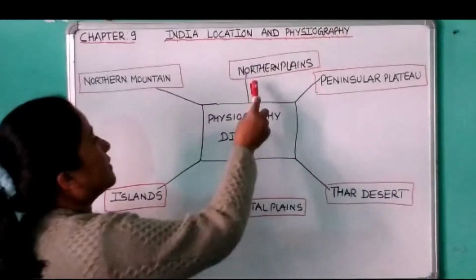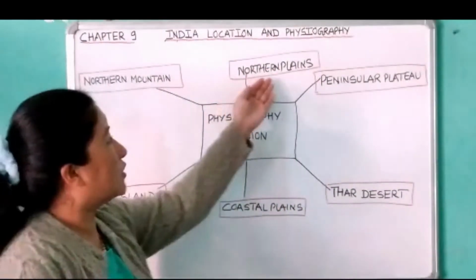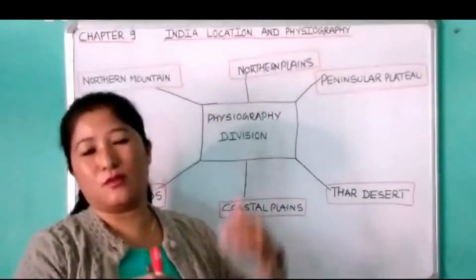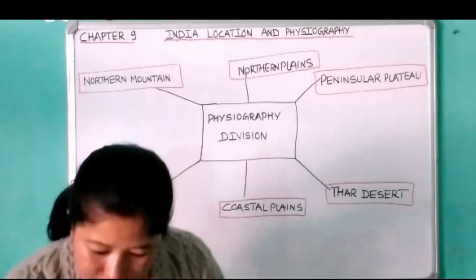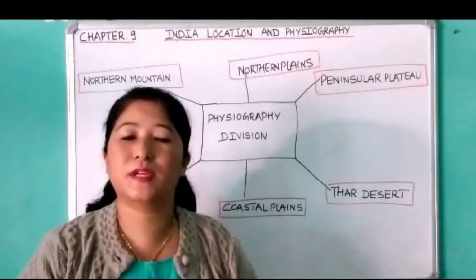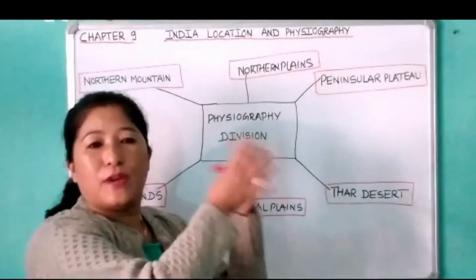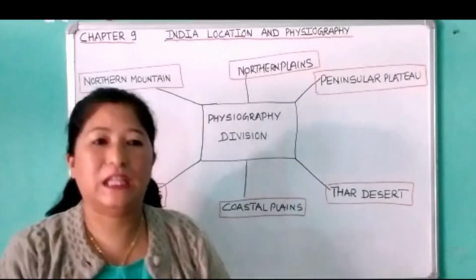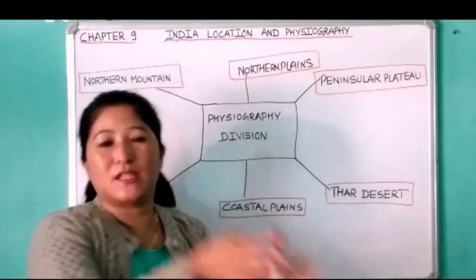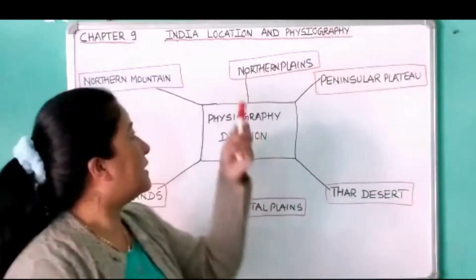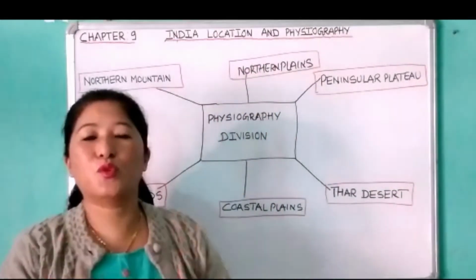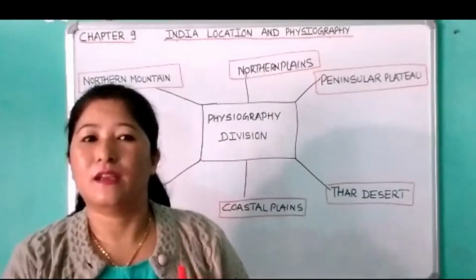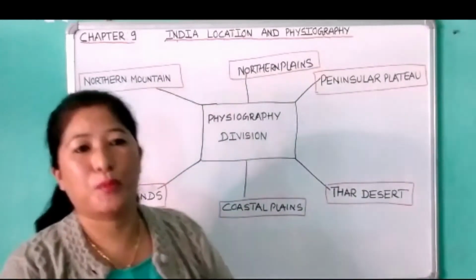The second one is the Northern Plains. These Northern Plains are located to the south of the Northern Mountains, along the foothills of the Himalayas, stretching from Punjab in the west to Assam in the east. The Northern Plains are the most fertile region in our country, and therefore they are densely populated.